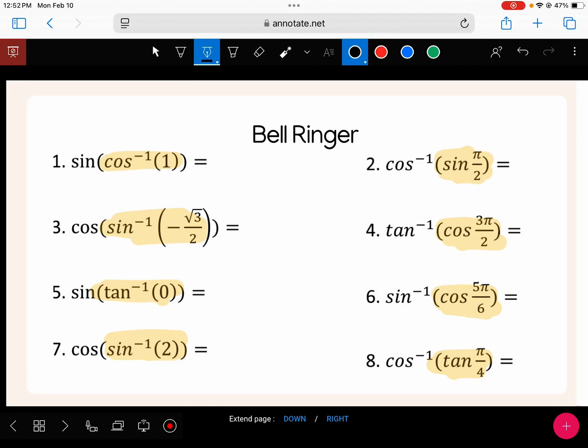Inverse cosine: we're looking for a radian value that gives me 1 for a cosine value. That's 0. So you take this entire highlighted part and replace it with 0. When you rewrite it, it is sine of 0. What is the sine of 0? Sine of 0 is 0. That is your answer.